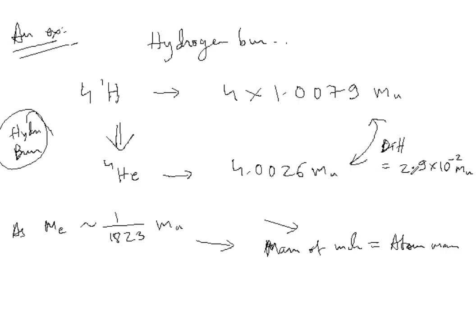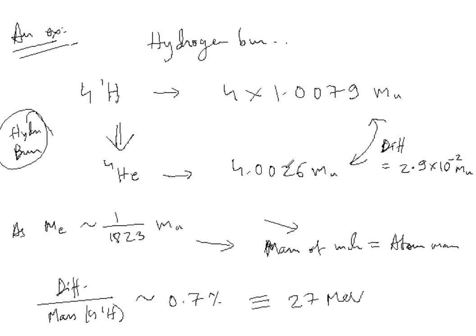And what is this fraction? Now this difference, if you do the division to the original mass of 4 hydrogen atoms, then you will see that the difference comes out to be around 0.7%. So this means that roughly 0.7% of the original mass is converted, and this corresponds to about 27 MeV, if I use this ΔE equals mc² formula.